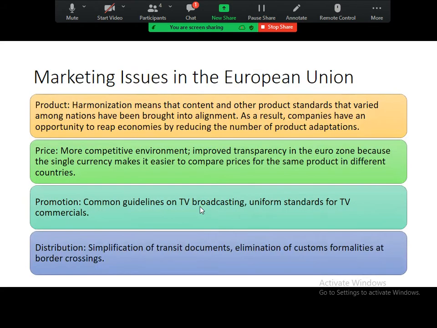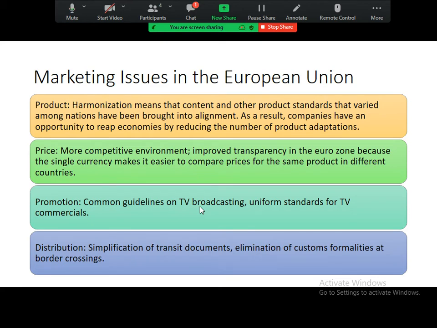Now we will just see marketing issues in the European Union. The European Commission established directives to set the deadlines for the implementation of the legislation in the individual nations. The business environment in Europe has undergone considerable transformation since 1992, with significant implications for all the elements of the marketing mix: product, price, place, and promotion. Instead of place, I have written distribution here. So we will read them one by one.